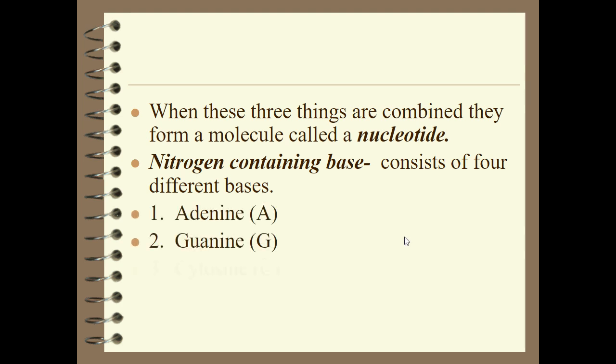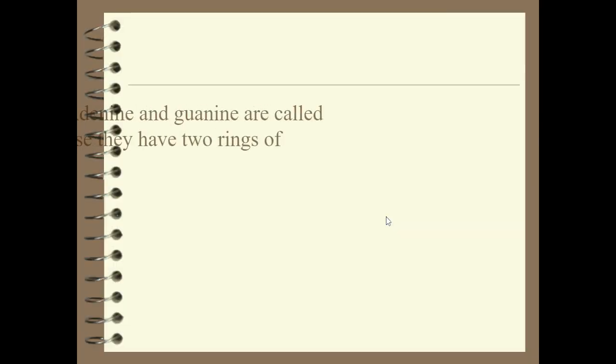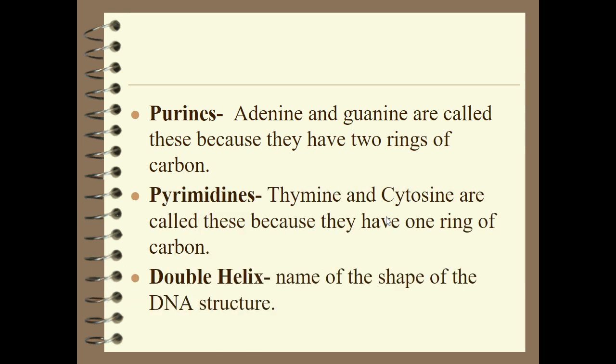The nitrogen-containing base consists of 4 different types of bases. You have adenine, guanine, cytosine, and thymine. They are basically 2 different types. So you have your 2 rings of carbon and your single ring of carbon. Your purines are going to be your 2 rings, and your pyrimidines are going to be your 1 ring.